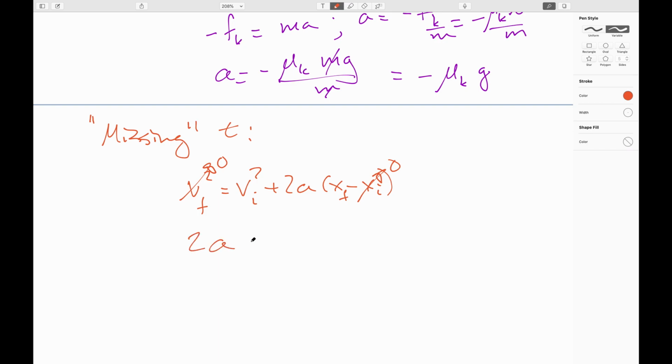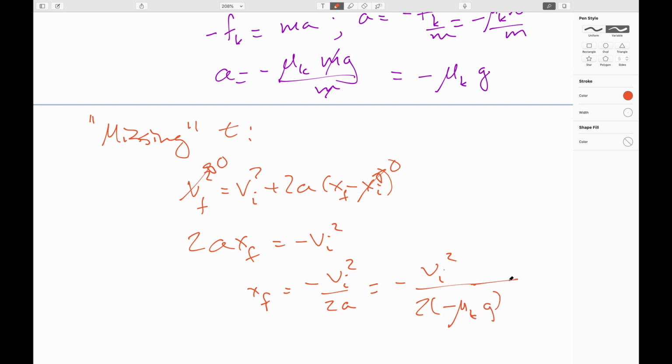All right, so doing some algebra. 2a x final equals minus v initial squared. So x final equals minus v initial squared over 2a. So again, this might look bad because we've got that minus sign there, but remember the acceleration points to the left, so that minus sign is going to take care of it. So I have minus v initial squared over 2 times minus mu k g. Cancel out. That's all good.